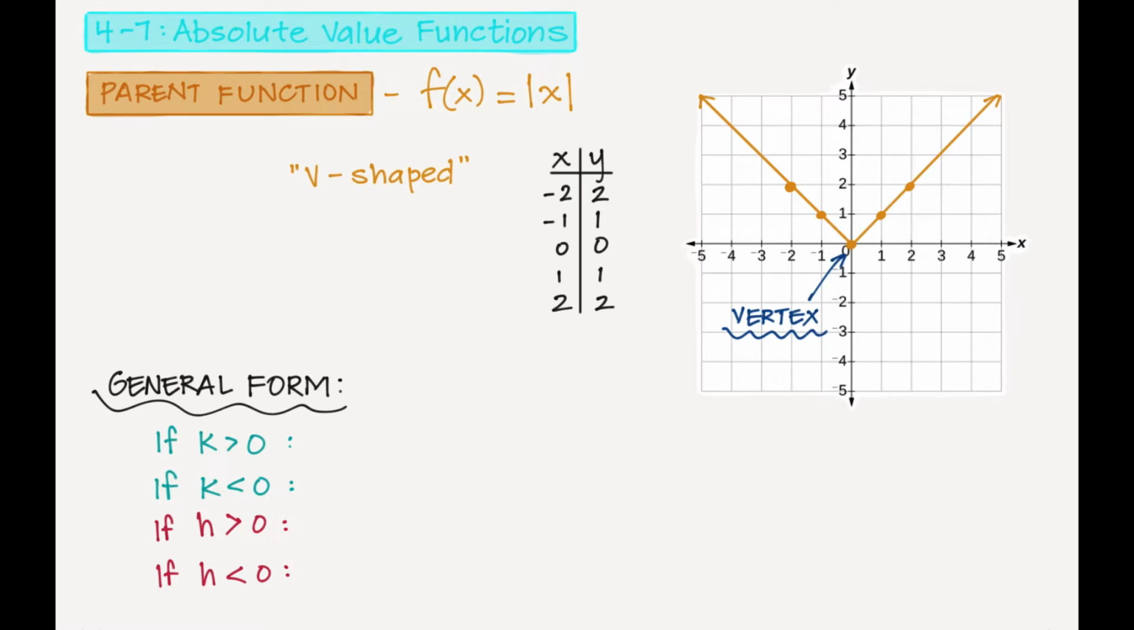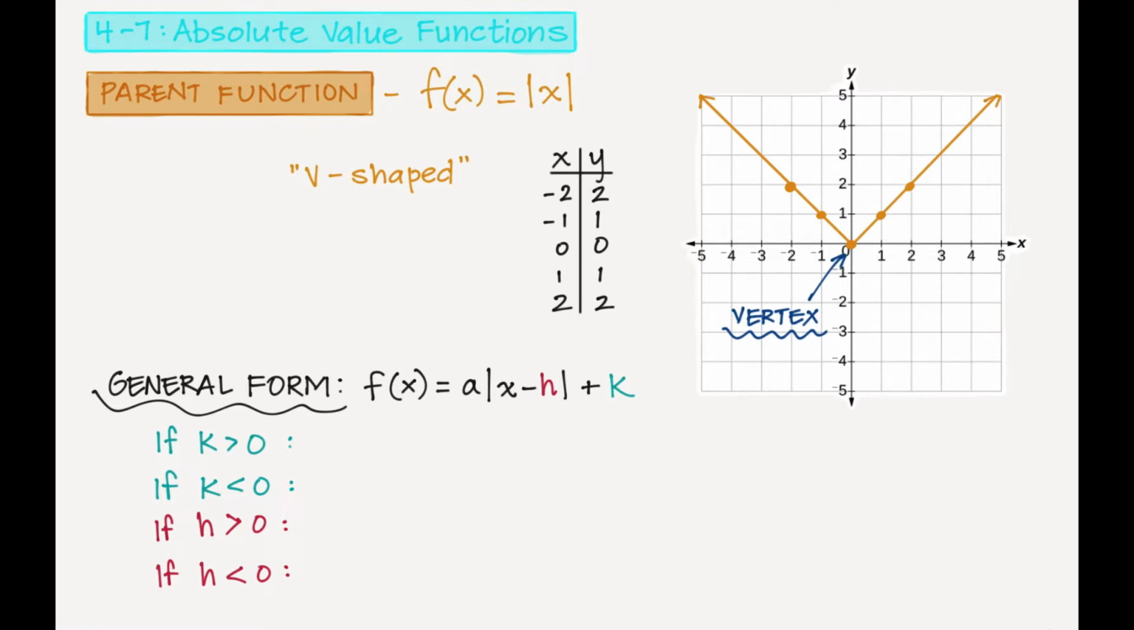Now, that's the parent function, but the general form of an absolute value function is f of x is equal to a times the absolute value of x minus h, and then on the outside of that, we would add k. So a, h, and k are all constants.